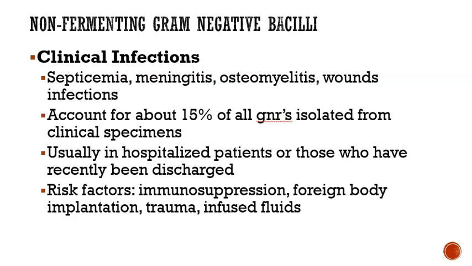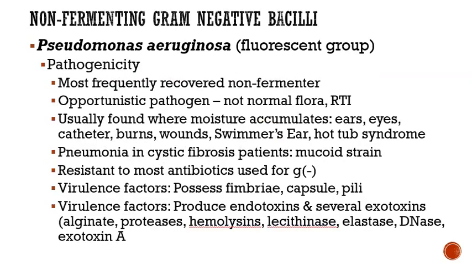Some of the risk factors for infections with these organisms: some type of immunosuppression, so if the patient is diabetic, if they have cancer, if they've undergone an organ transplant, even steroid use. Some type of trauma, so examples would be gunshot or knife wounds, surgery, burns, foreign body implantation. That could be a catheter, prosthetic devices, corneal implants, or contact lenses. And they're also associated with infused fluids, so that could be saline irrigations or dialysis.